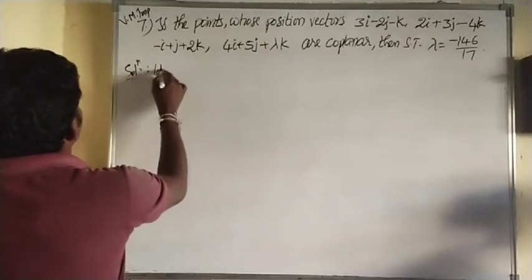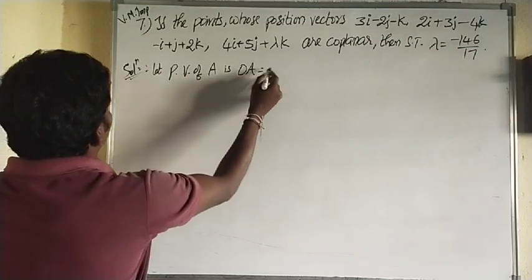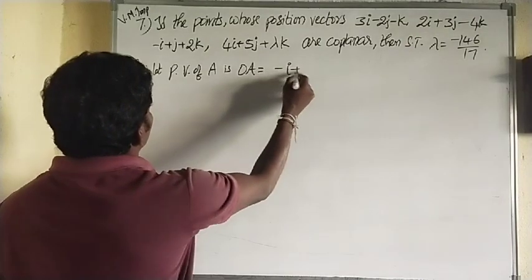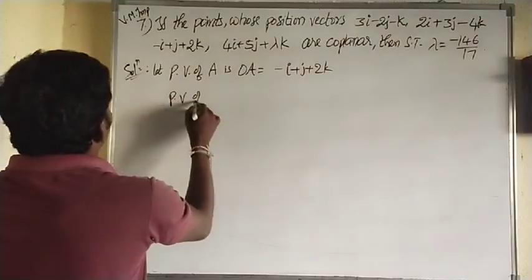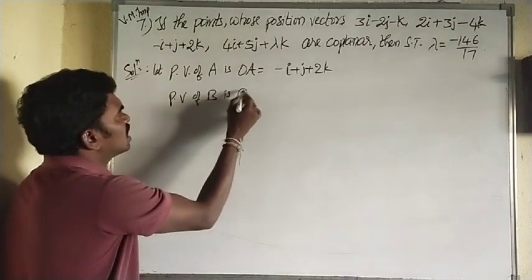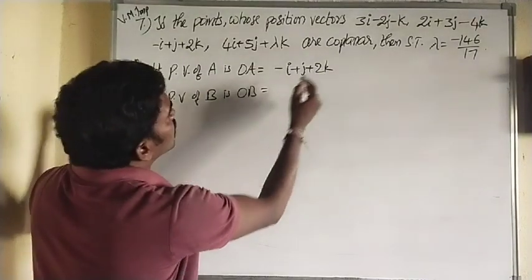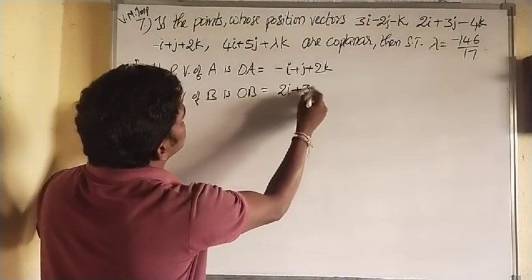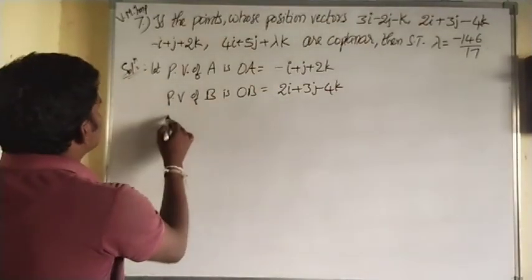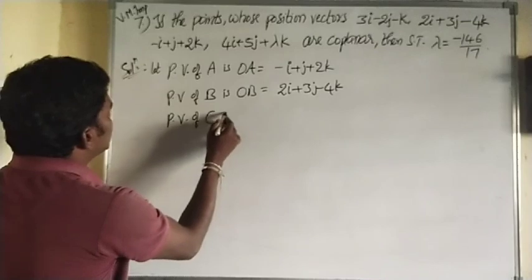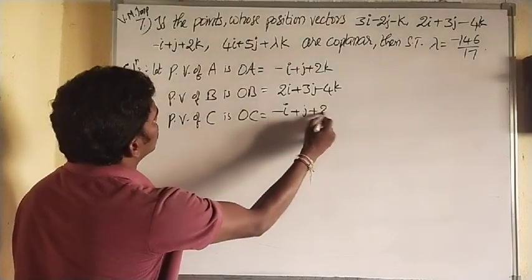First, let the position vector of A be OA, taken as minus i plus j plus 2k. Next, similarly, the position vector of point B is OB, which is 2i plus 3j minus 4k. Similarly, the position vector of C is OC, which is minus i plus j plus 2k.